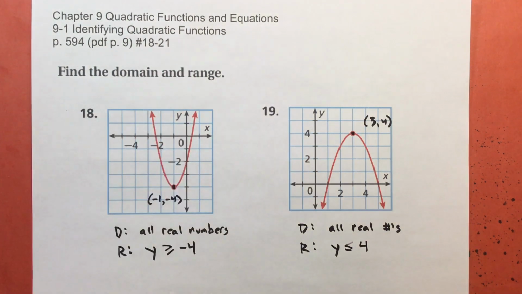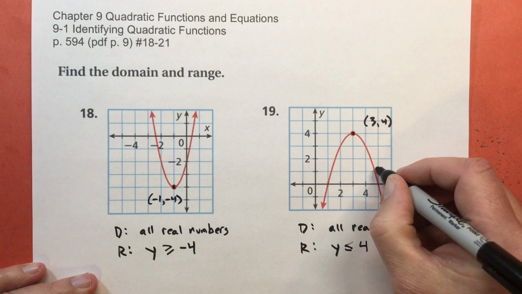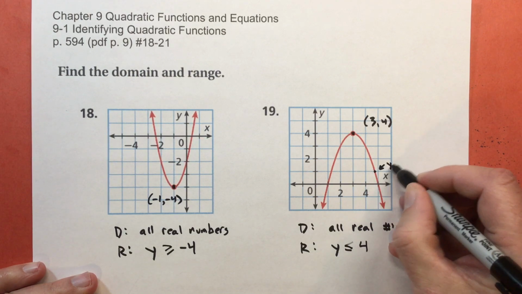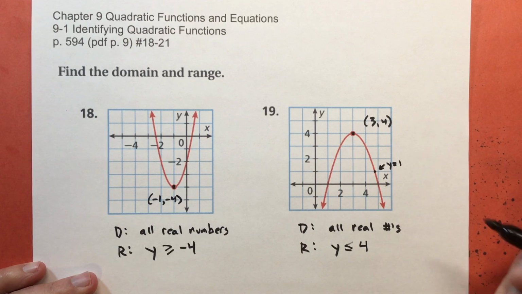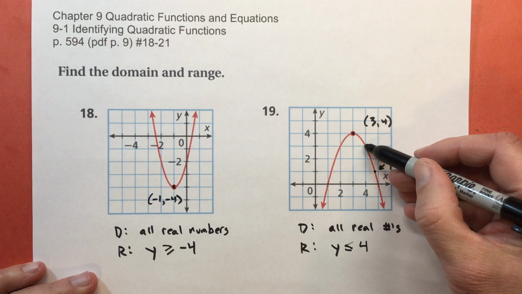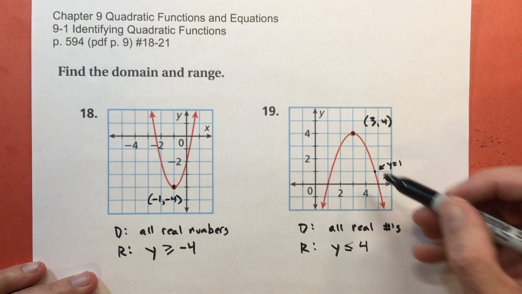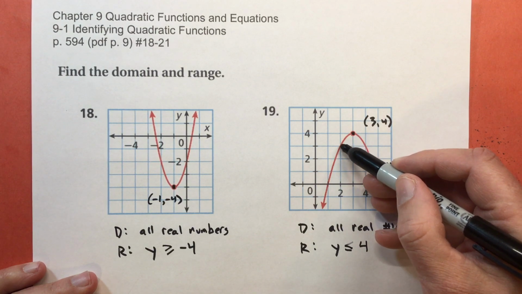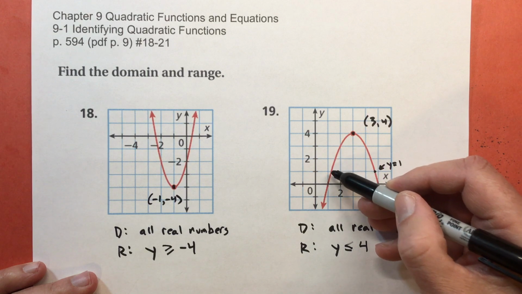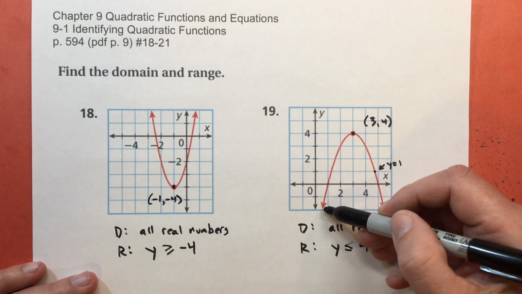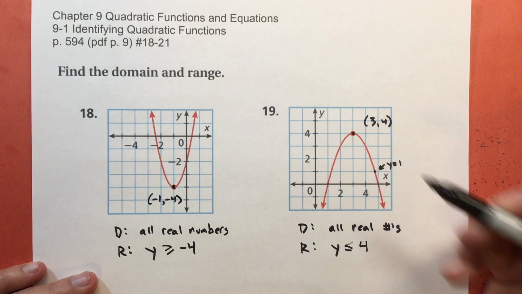Because all of the y values, like right here, y equals 1, which is less than 4. And here's y equals 3, 2, 1, 0, -1, -2. Same thing over here. Y equals 3, 2, 1, 0, -1, -2. All of these are less than 4. At the vertex, that's where it's equal to 4.